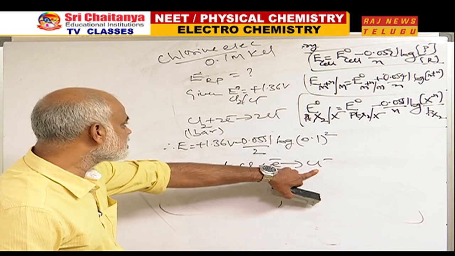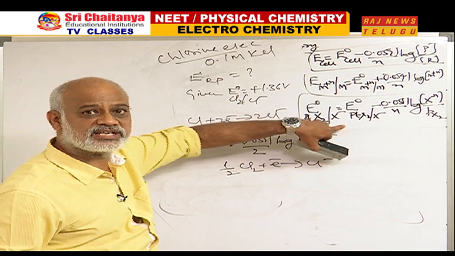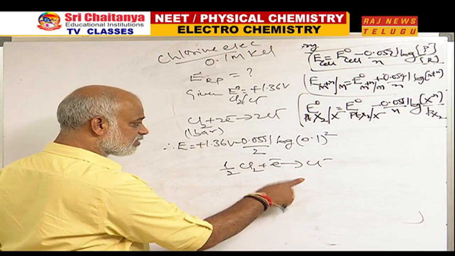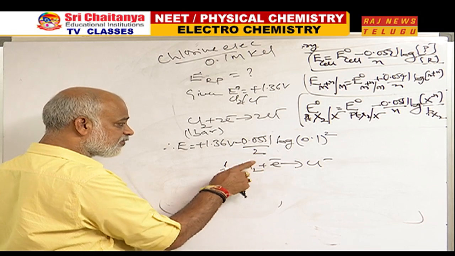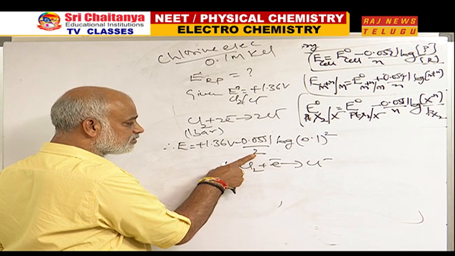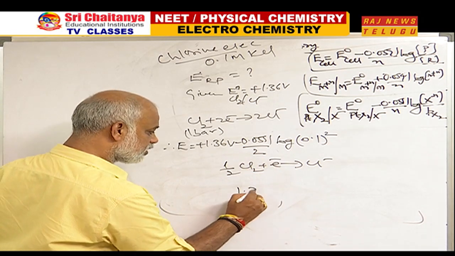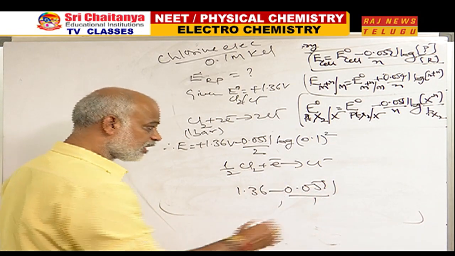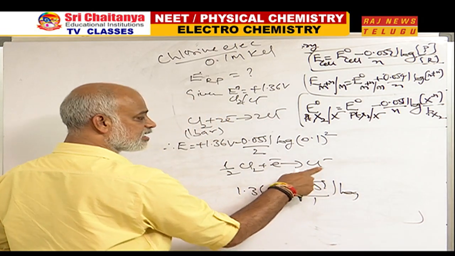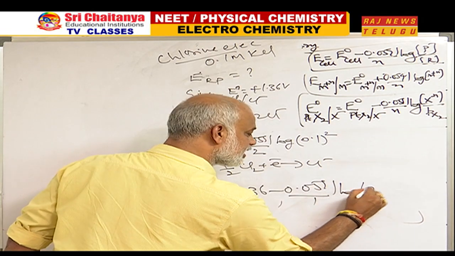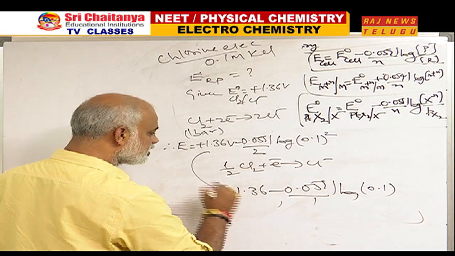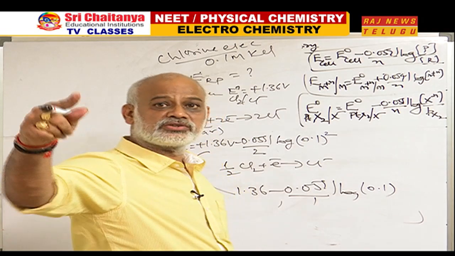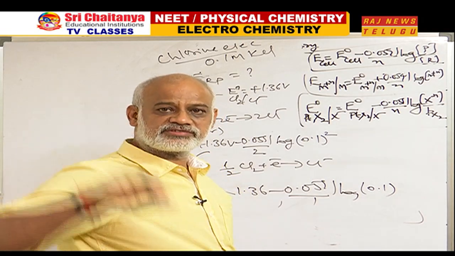Sir, why? There is a Cl minus here, and there is a 2Cl minus square. It will change? No. If this is the equation, check here. I am modifying. Will this be 2 or 1? 1, because this is 1. So 1.36 minus 0.0591 by 1 logarithm of, is it chloride ion or chloride ion square? Only chloride ion. Check. Compare these two now. Both are one and the same. So if anybody is asking you, Cl2 to 2Cl minus is 1.36.